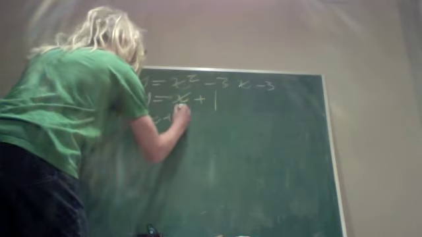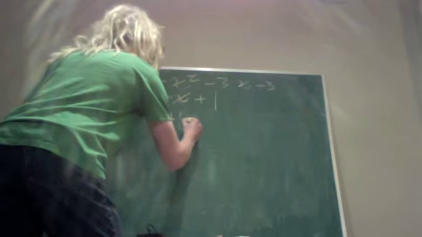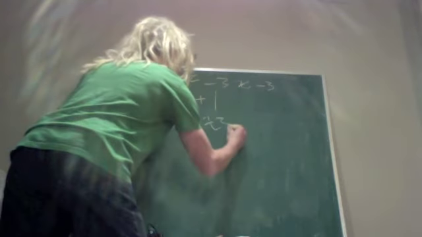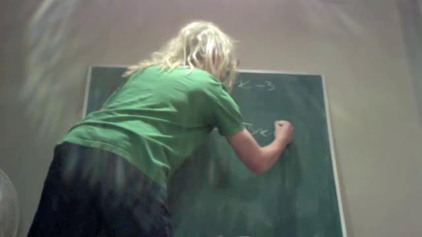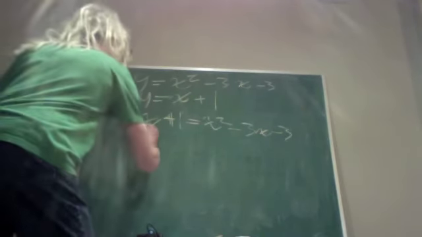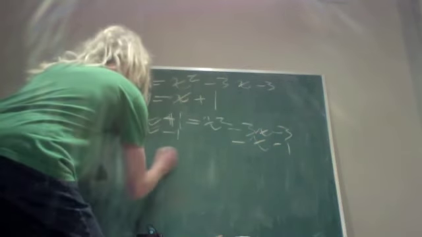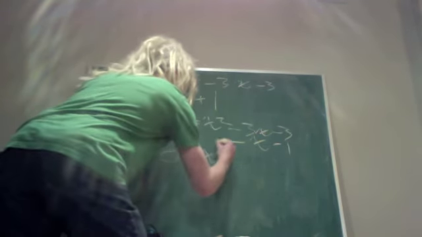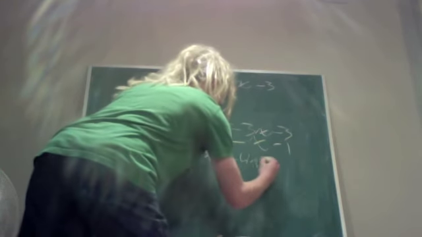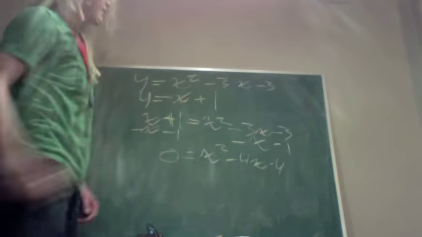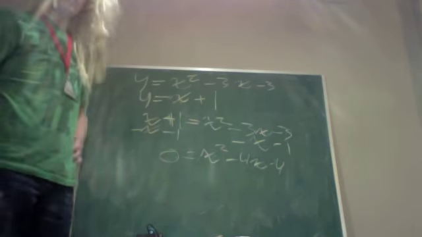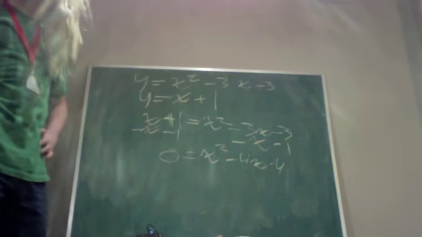X plus 1 equals x squared minus 3x minus 3. Now, for the second step, we set the equation equal to 0. Subtract x, subtract 1. Do the same for the other side. We get 0 equals x squared minus 4x minus 4. Now, I don't know if you can already tell, but we can't factor this equation simply. So, we're going to turn to our trustworthy companion, the quadratic formula.